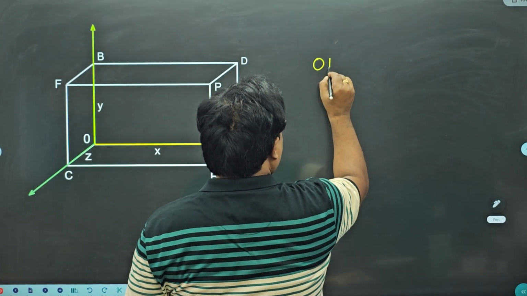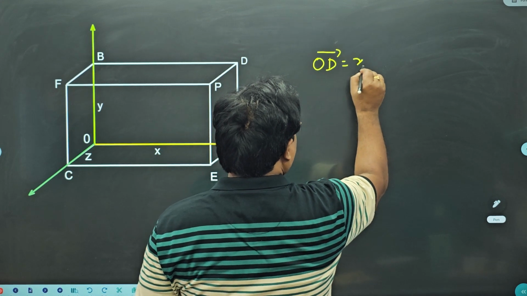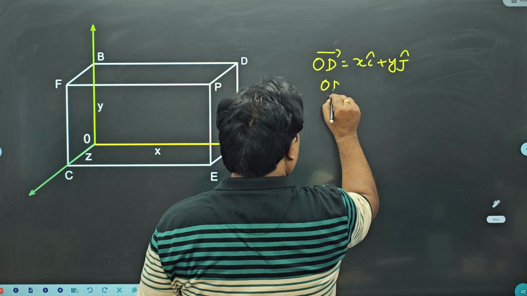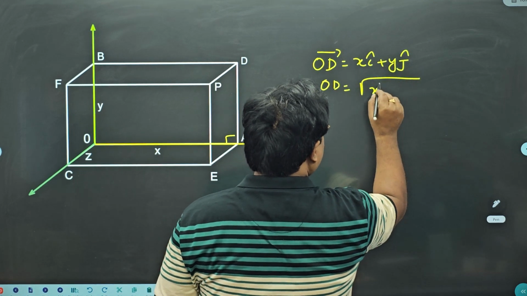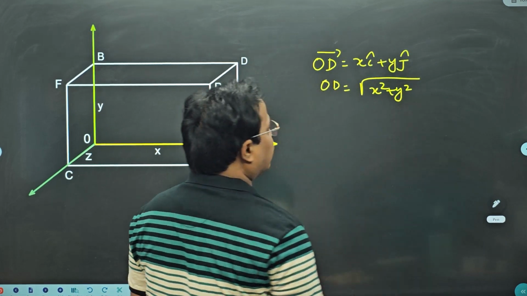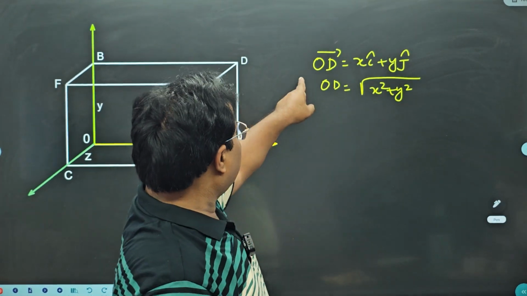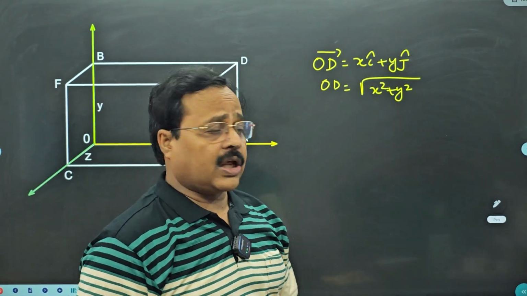What we have discussed as of now: the OD vector is equal to x i cap plus y j cap. What is the magnitude of the OD vector? Under root x square plus y square. How do we separate the direction part? The direction part is the unit vector. It means we have to find the unit vector of vector OD.